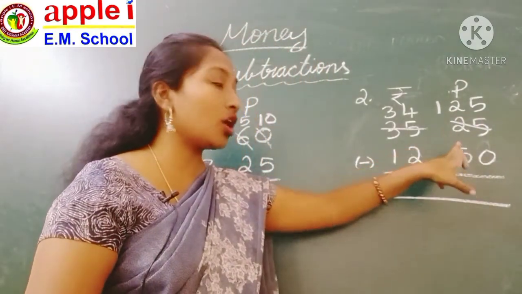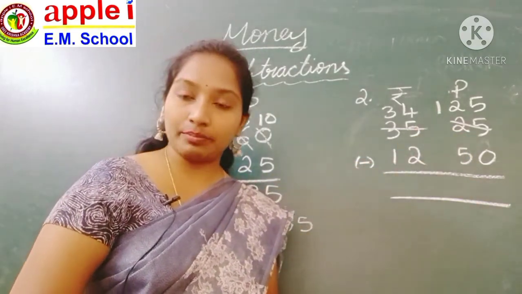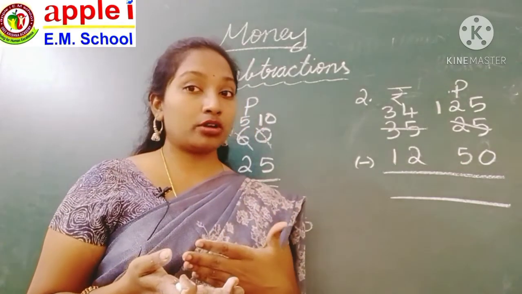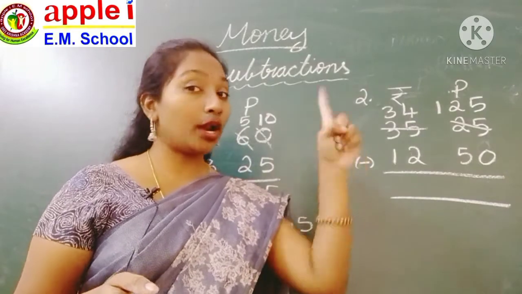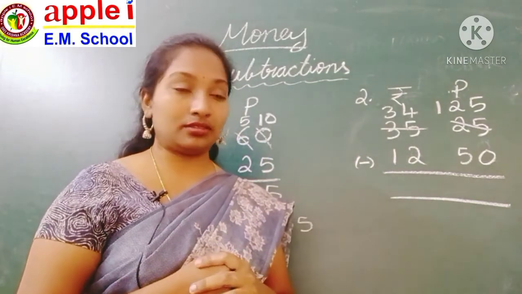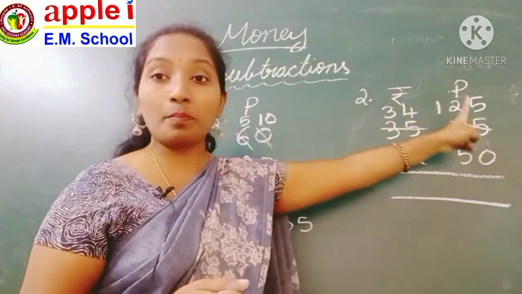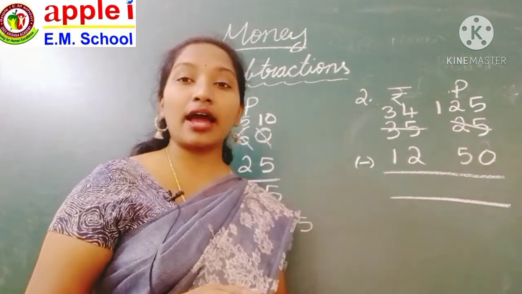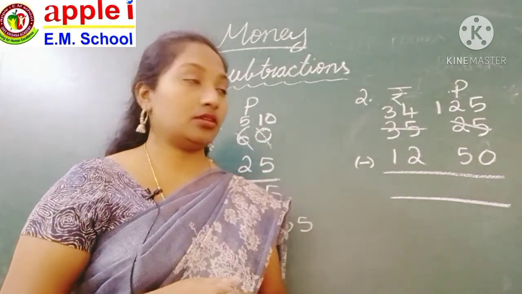Okay, I am explaining once again. Here 25 is small, 50 is big. So from a small number we can't subtract a big number. So we have to borrow. From where? We have to borrow from rupees. From 35, if you take 1, it becomes 34 rupees. 34 rupees and 1 rupee. If the 1 goes to pies, it becomes 100 pies. So for 100, you add 25. 100 plus 25, 125.